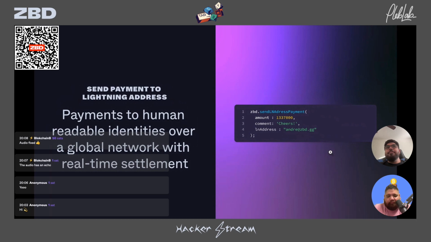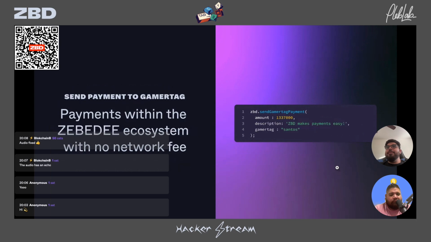Here's one of my favorite endpoints. It's send payment to Lightning address. So you can send payments to a human readable identity over a global network with real-time settlement. You can just pass in this thing that looks like an email. You can learn more about that at lightningaddress.com. You can pass a comment and you can send and pay the amount. So very easy to use and pretty widely adopted standard now. Yeah, so it's that easy to start firing Bitcoin payments.